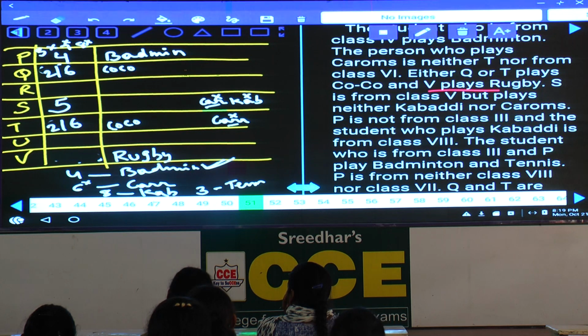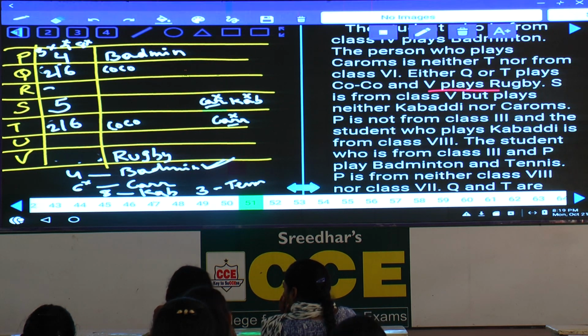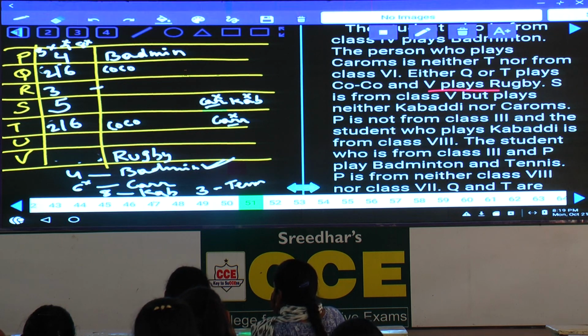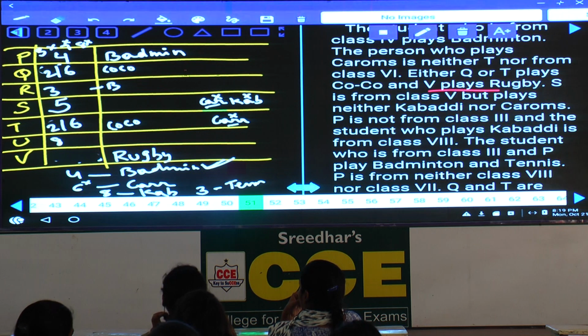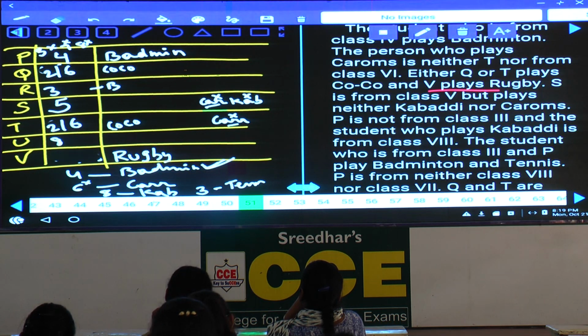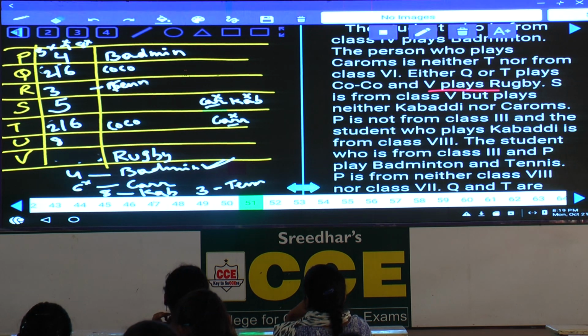Either R or U is from kabaddi, isn't it? Now this person is the 3rd standard and this person plays badminton, isn't it? Then this person will be 8th standard. 3rd class is tennis. If this person is 3rd class, then this 3rd class person plays tennis. Or if this person is 3rd class, this person must be 8th class.